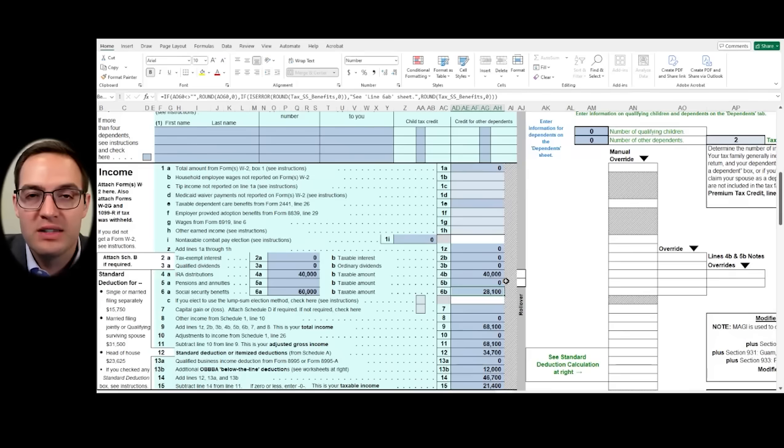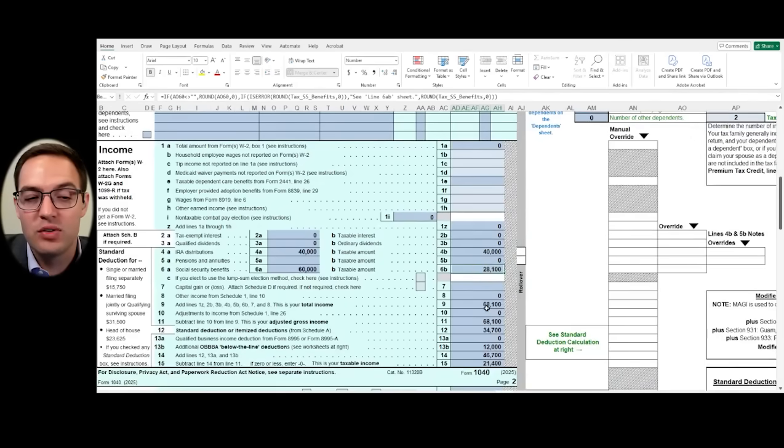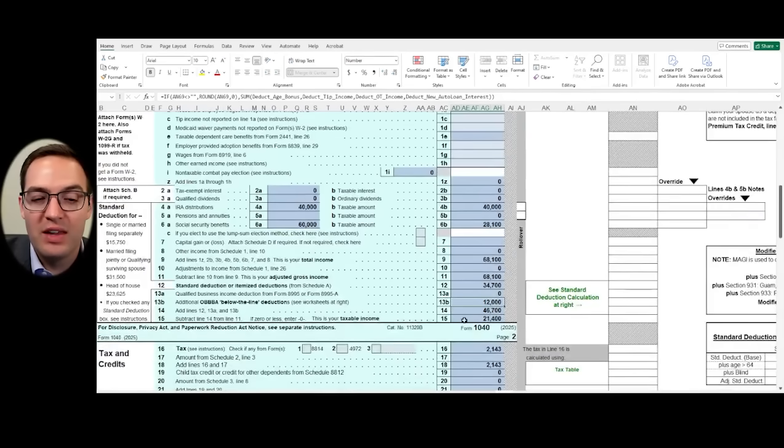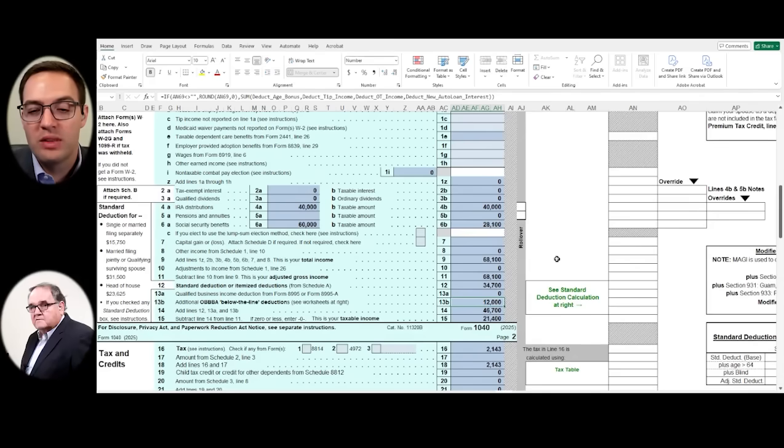So we have the 40,000 of IRA coming in. 28,000 of the 60,000 they're getting is taxable. And so you add those two numbers together to get to your gross income of 68,000. That's the gross income on the tax return, not what they actually receive, because they're receiving 100,000. They take the standard deduction. Again, these are 2025 rates. They get the additional senior deduction of 6,000 per person, so an additional 12,000. So at the end of the day, their taxable income is only $21,000.